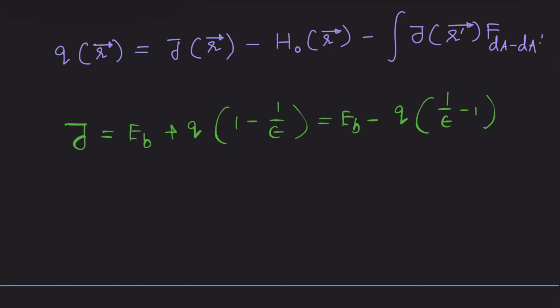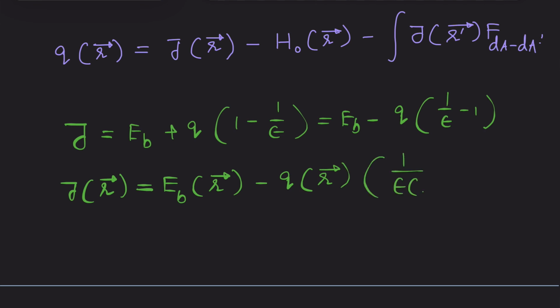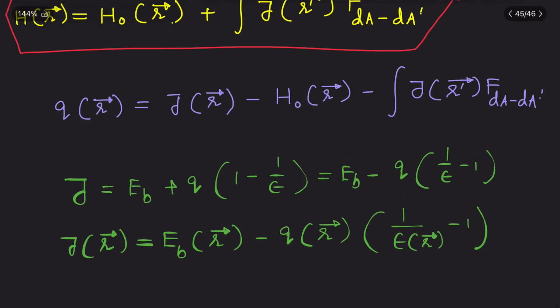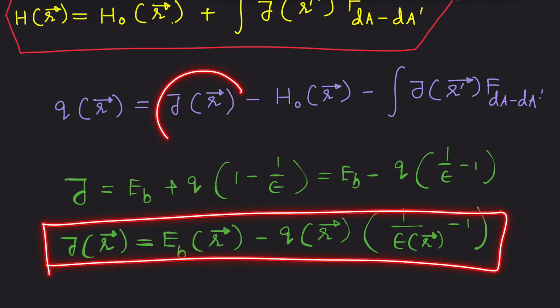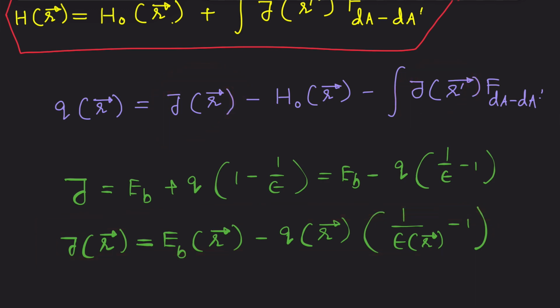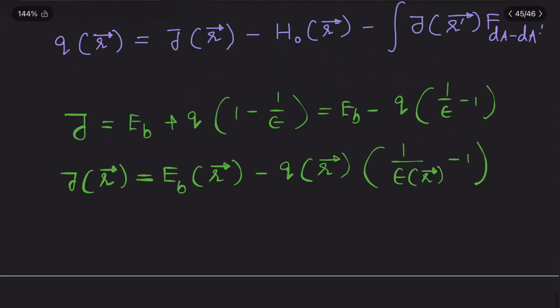Or I should write that J r is equal to EB r minus q at r into 1 by epsilon at r minus 1. If I put r dash, everything will be r dash. Now here in this equation I will use this equation to replace this J at r and J at r dash. So let us do that.